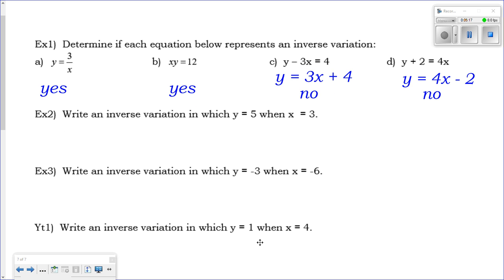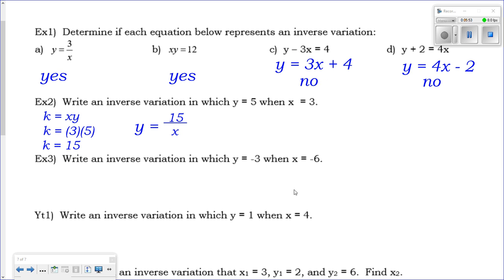Okay, example 2: write an inverse variation in which y equals 5 and x equals 3. To start, it's a lot like direct variation where we need to find our constant first. So we're going to use the secondary equation, xy. What am I going to plug in for x and y? I'm going to plug in 3 for x and 5 for y. What's 3 times 5? That gives me 15. So my equation is y equals, plugging it into the first inverse variation, 15 over x.